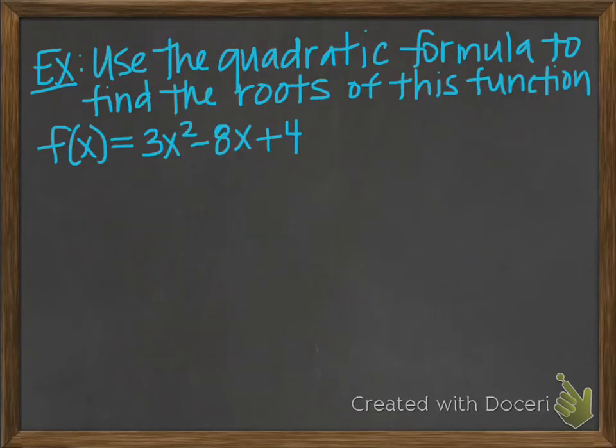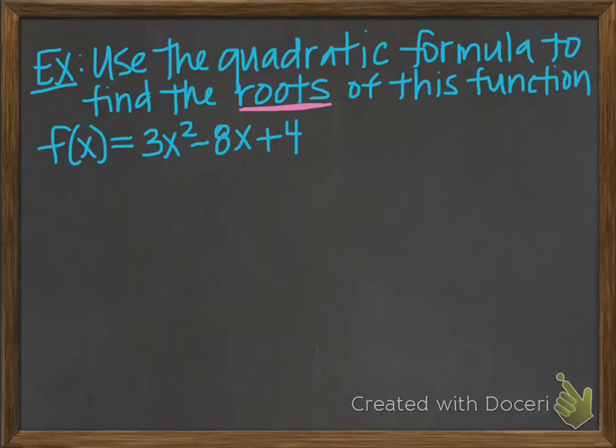Here's our first example. Use the quadratic formula to find the roots. Remember, roots are zeros, x-intercept solutions of this function. F of x equals 3x squared minus 8x plus 4.